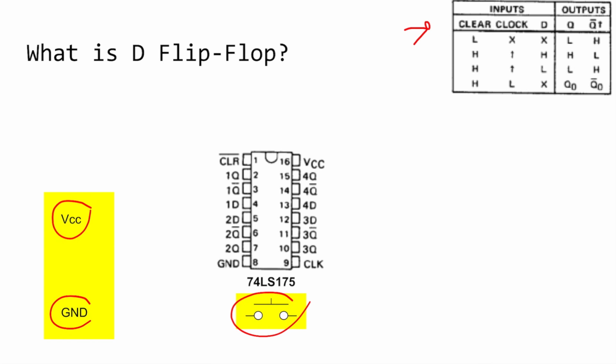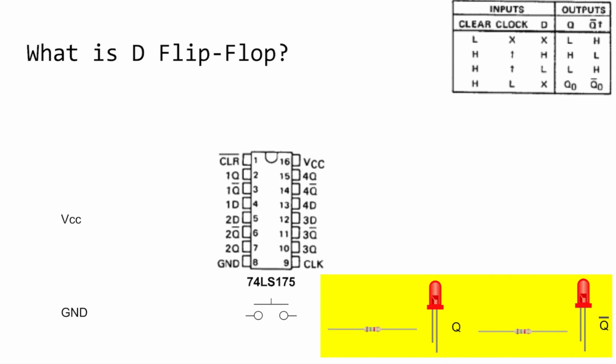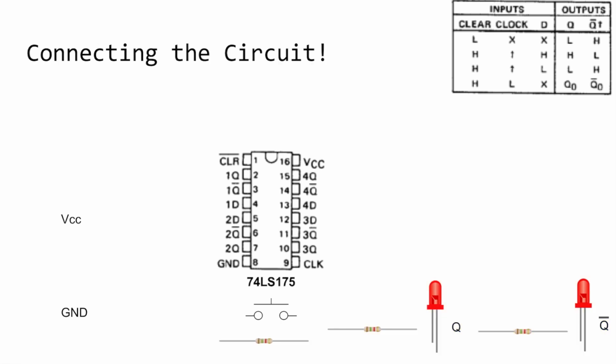We are not going to connect this CLK to a clock. We are just going to simulate the clock using a switch over here. Besides that, we are also going to need two LEDs for the output like the previous labs, and the LED also needs a resistor to lower the current that passes through it to prevent it from burning. Now let's connect the circuit.